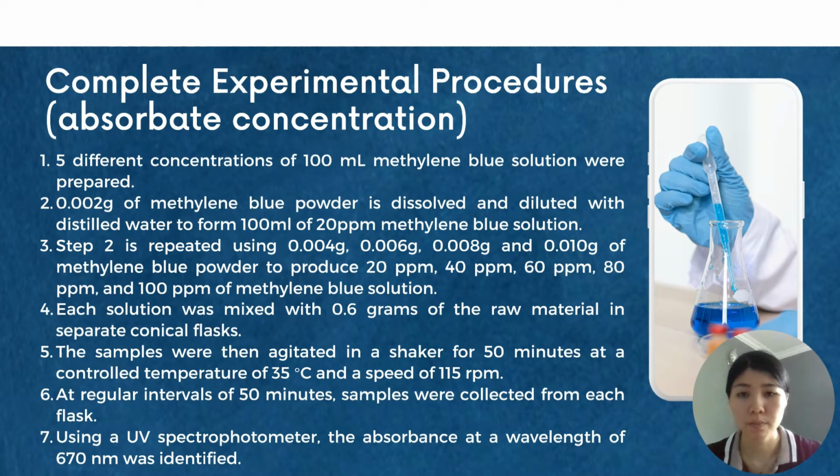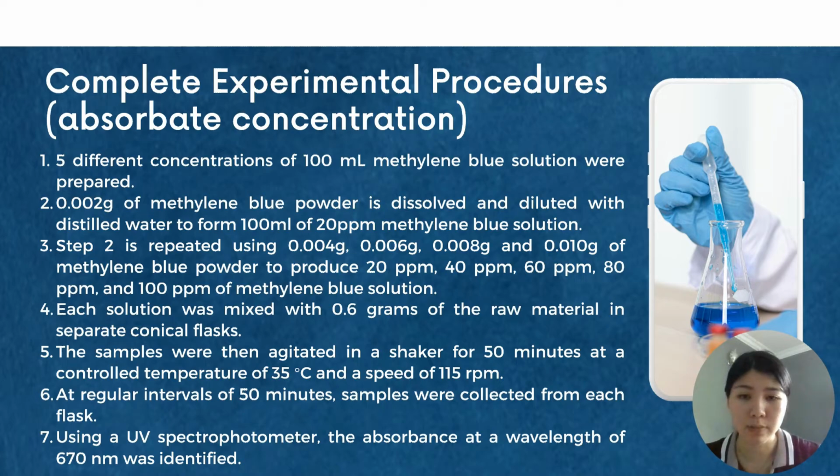The following shows the complete experimental procedure for different adsorbate concentration. Firstly, 5 different concentrations of 100 ml of methylene blue solution were prepared. 0.002 gram of methylene blue powder is dissolved and diluted with distilled water to form 100 ml of 20 ppm methylene blue solution. Step 2 is repeated using 0.004 gram, 0.006 gram, 0.008 gram and 0.01 gram of methylene blue powder to produce 20 ppm, 40 ppm, 60 ppm, 80 ppm and 100 ppm of methylene blue solution.